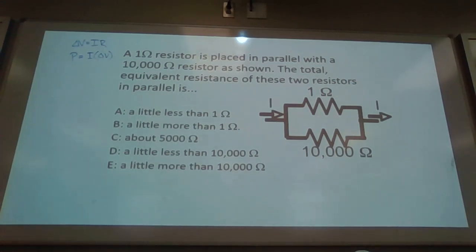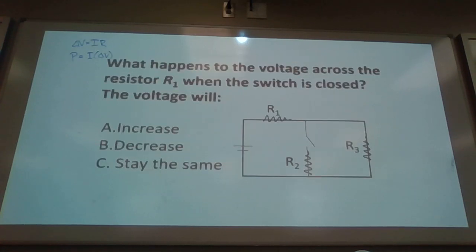But conceptually, your total resistance in parallel is always going to be less than the least resistor. Because they can all go through there, but only one goes through there. 10,000 over 10,001.